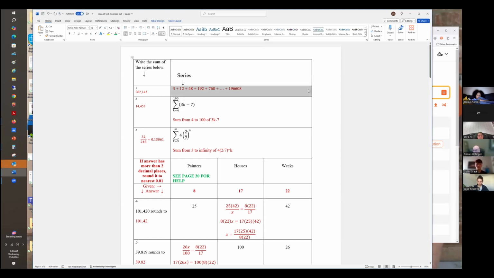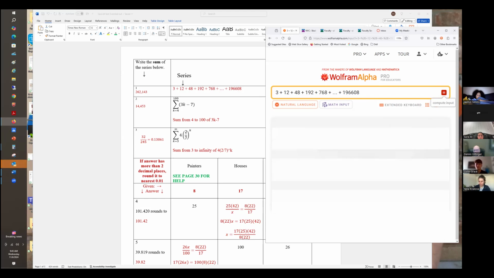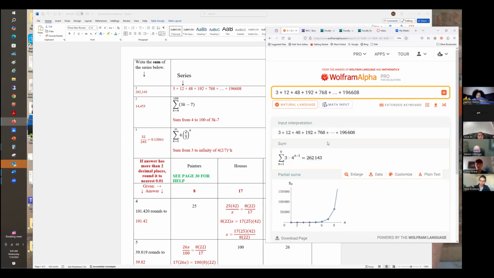Why? Because you have Wolfram Alpha and you don't have to copy and paste it. You can just type it in there, but you got to type it right and don't put any spaces between the plus sign and the number or the dots. Okay. And then you click on equals. Now watch how quick this goes. It not only gives you the answer of 262,143, it gives you a sigma form of it. Now, you don't have to put 1 to 9, but that's all there is to it.